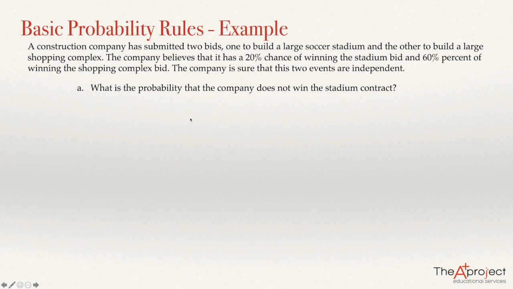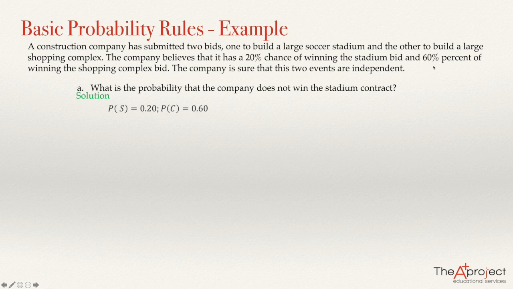And we know there is several information here. For example, the company believes that it has a 20% chance of winning the stadium bid. We are going to consider this. This is a subjective probability, but we are going to consider it as a probability. So the probability of winning the stadium bid, I'm going to call this P(S) = 0.20. The other is winning the bid of the shopping complex. Let's call it C for complex, and then the probability of C will be 60%.